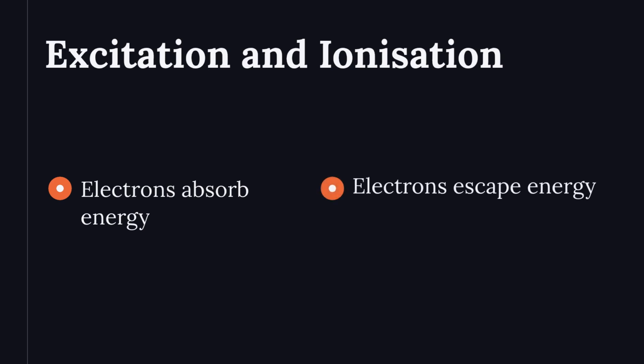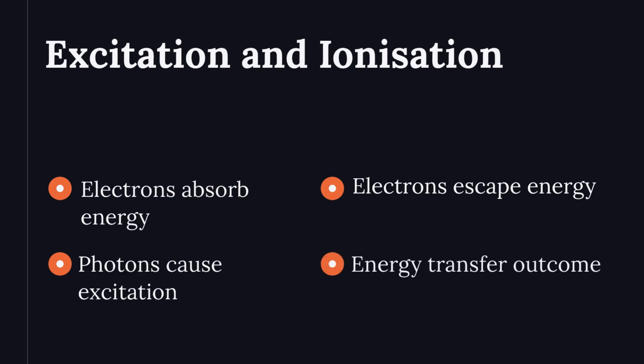Excitation occurs when electrons absorb energy. Ionization happens when electrons gain enough energy to escape. Both photons and electrons can cause these processes. Energy transfer determines the outcome. These interactions are key to understanding atomic behavior.